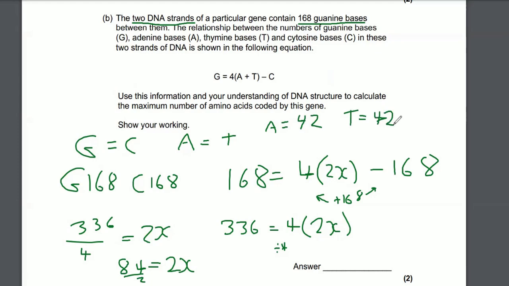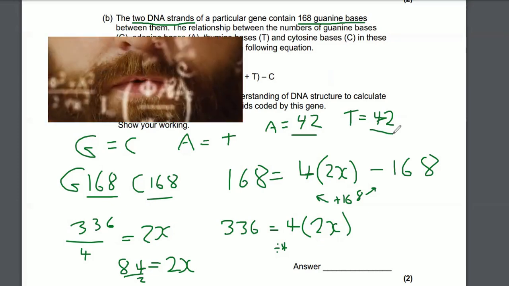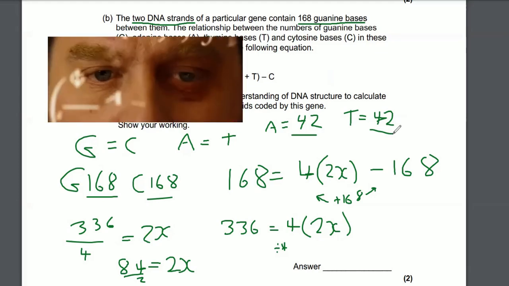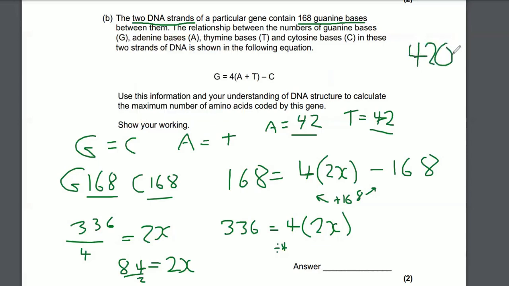So what is my total number of bases? Well, we know that G is 168, C is 168, A is 42, and T is 42. Let's add it all up. So we've got 336, which is 168 plus 168, plus 42 plus 42. Essentially, we have 420 bases. Aha! Here's the little trick, which when I first did this, I missed.